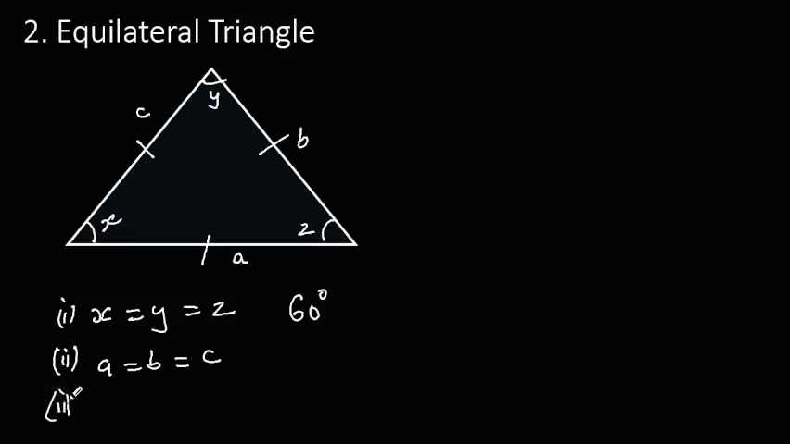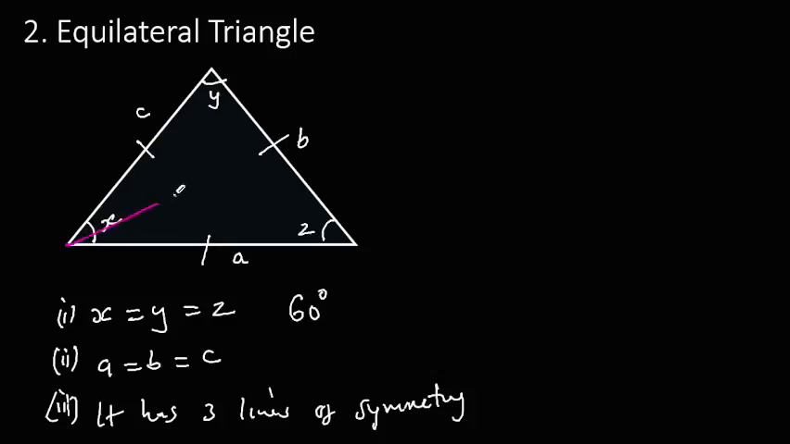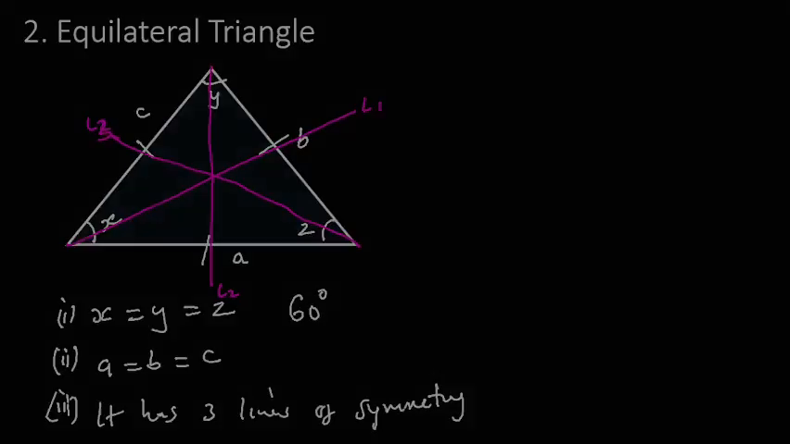The third feature of an equilateral triangle is that it has 3 lines of symmetry. That is, you can cut it through 3 lines to form 2 identical parts each time. For example, it can have a line of symmetry through that path. We can also have another line of symmetry through that path, and another line of symmetry through that path. So you have line of symmetry 1, line of symmetry 2, and line of symmetry 3. Those are the properties of an equilateral triangle.